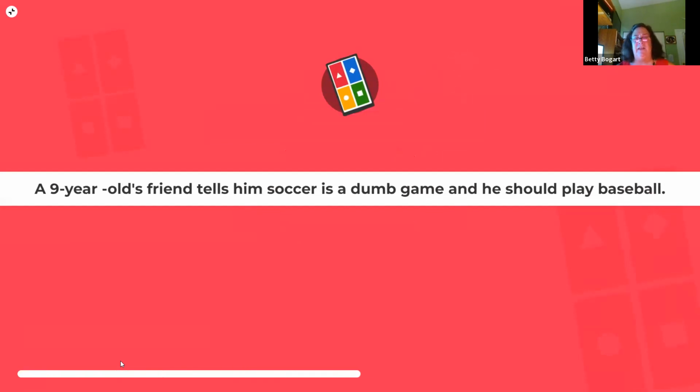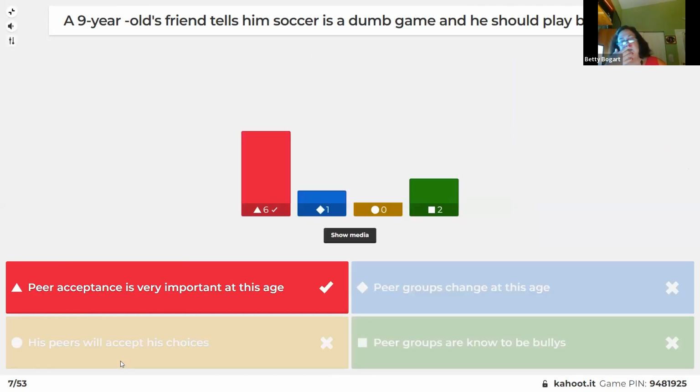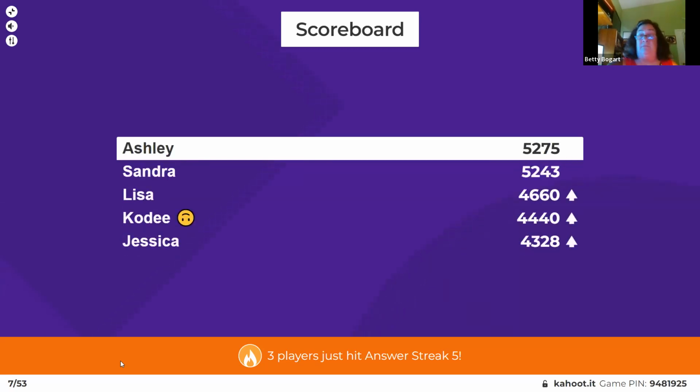A 9-year-old friend tells him soccer is a dumb game and he should play baseball. Why did he say that? So peer acceptance is so important, especially in the school age. They want to please and they want to be with their peers. So they'll play what the other kids are playing just because.